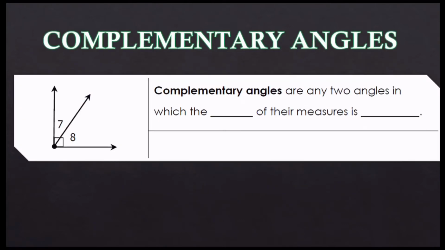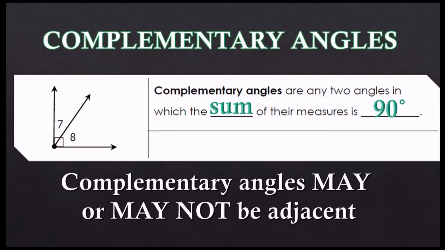Complementary angles. So this is very important to understand. Complementary is two angles whose sum is 90. Only ever 90. Okay, but it's the sum. It's important to keep in mind that not all complementary angles are adjacent. They may or may not be next to each other. They can still add up to 90 and not touch.